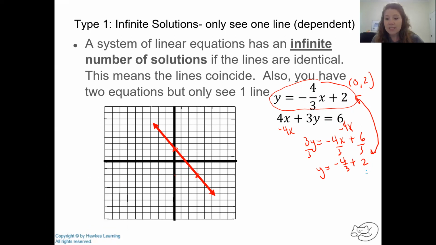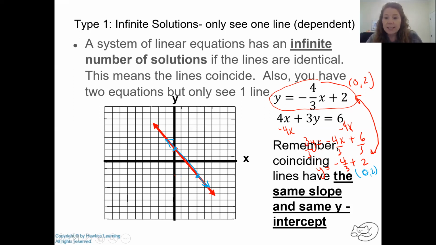So if we wanted to graph this, we would do the same thing. Our y-intercept is (0, 2). So we put a dot right here. Our rise is 4. It's negative, so we go down 4, 1, 2, 3, 4. Our run is 3, 1, 2, 3. And we would connect the dots. And even though we started out with two equations, we end up with exactly one line, which means that they are the same. So they're the same equation basically, right?